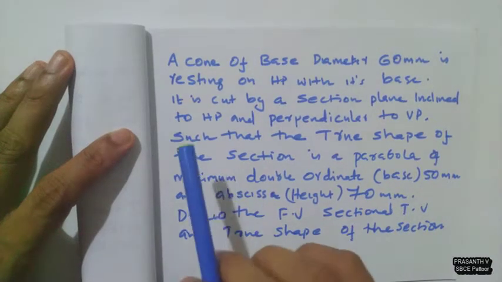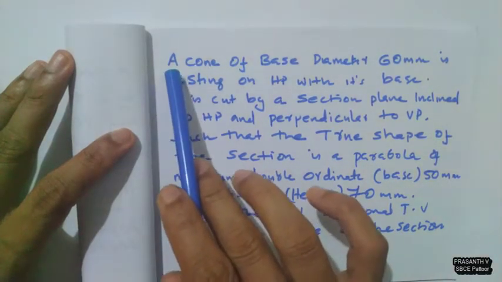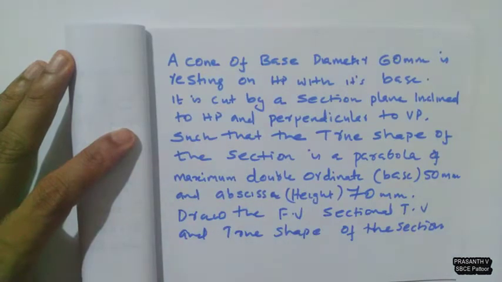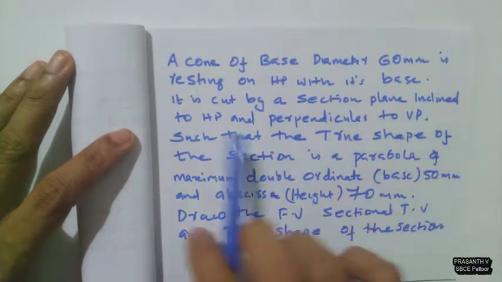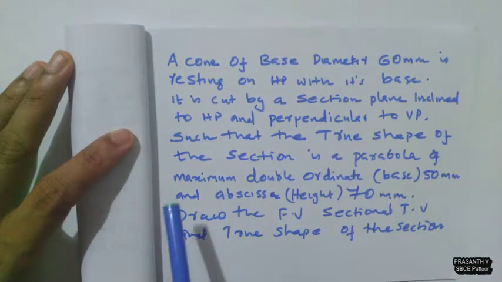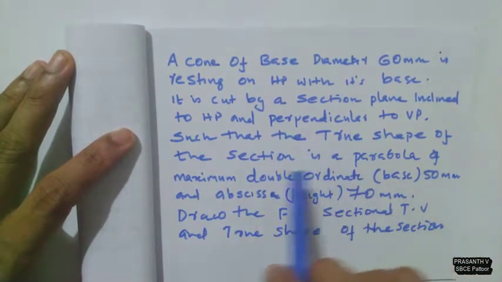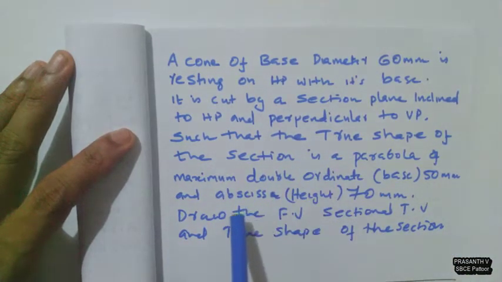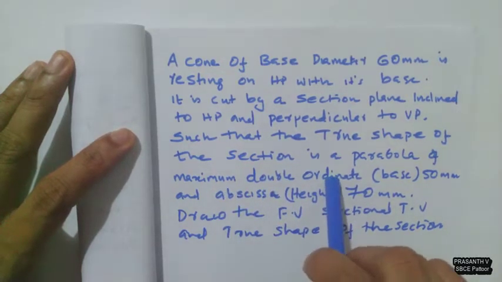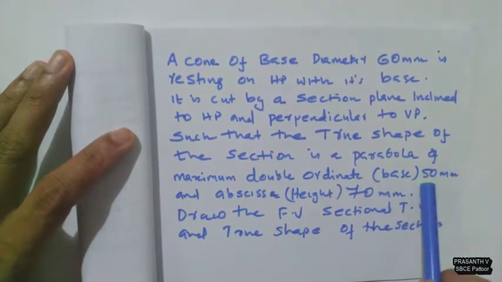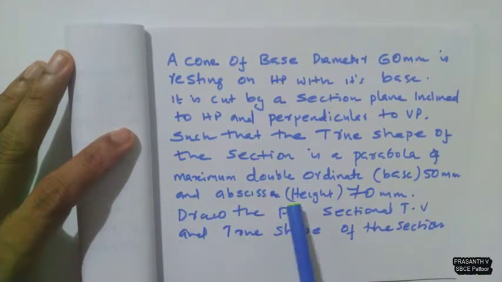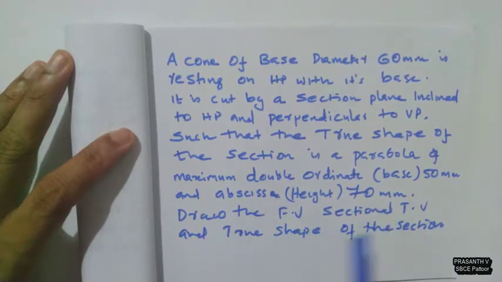Okay, now let's do another problem. A cone of base diameter 60 mm is resting on HP with its base. It is cut by a section plane inclined to HP and perpendicular to VP such that the true shape of the section is a parabola of maximum double ordinate or base 50 mm and abscissa or height 70 mm. Draw the front view, sectional top view and true shape of the section.